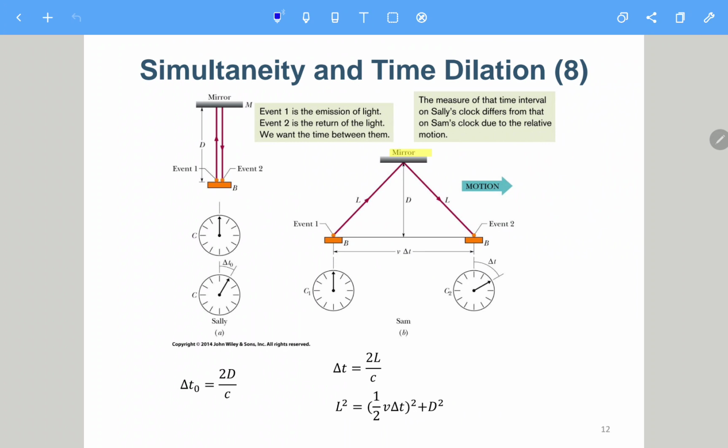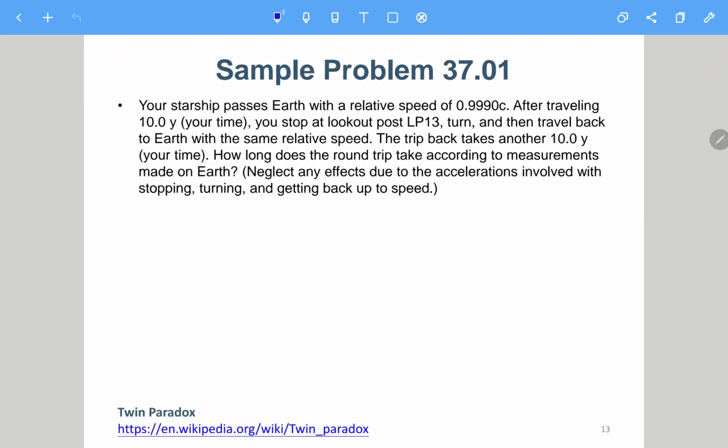Okay. Actually, this is the derivation here. Delta t0 equals 2d over c, and delta t equals 2l over c. Then we make use of the Pythagorean theorem. We get this one, and then we plug in this one here and this one here, so that we will get the equation of time dilation.